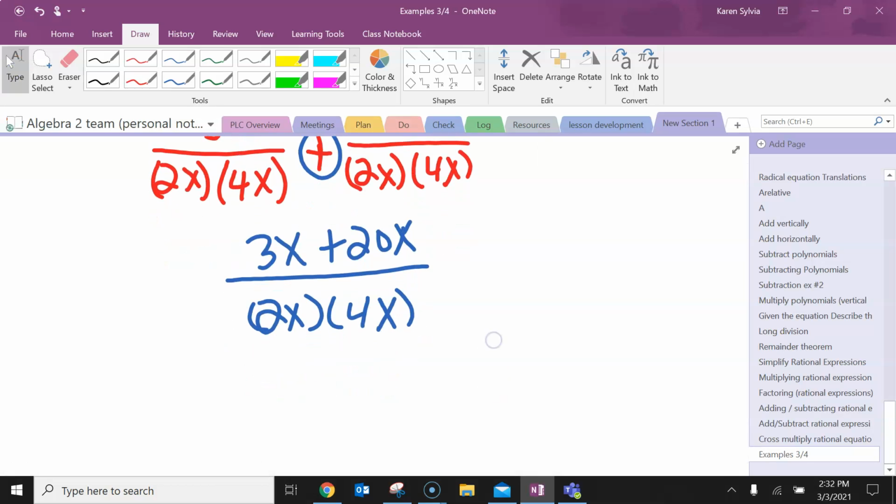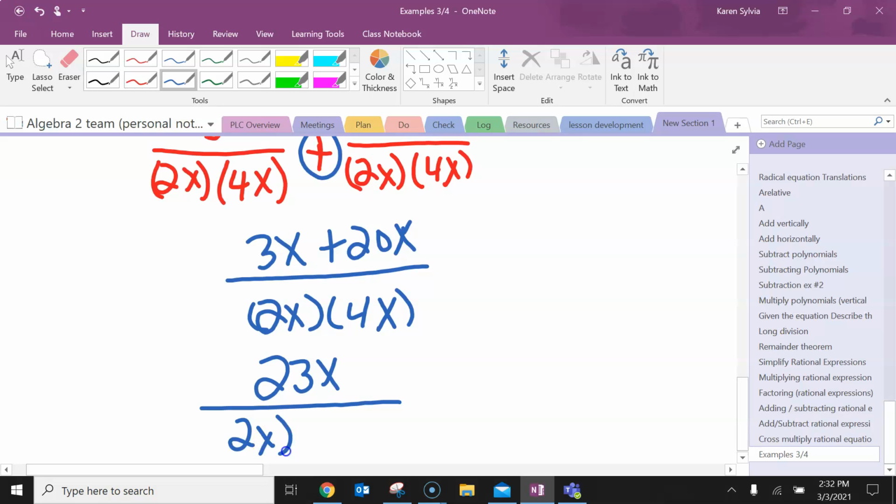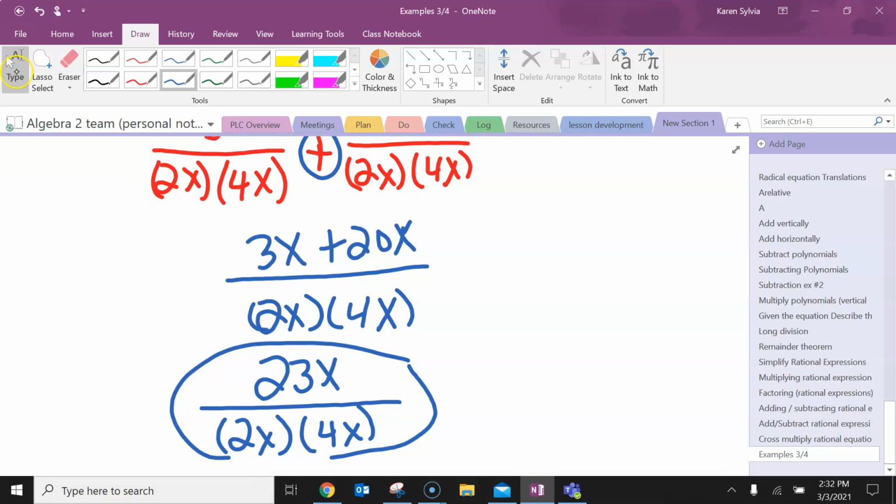Last step is to simplify what remains on top. So this gives me 23x all over 2x times 4x. We will leave everything in factored form for these problems.